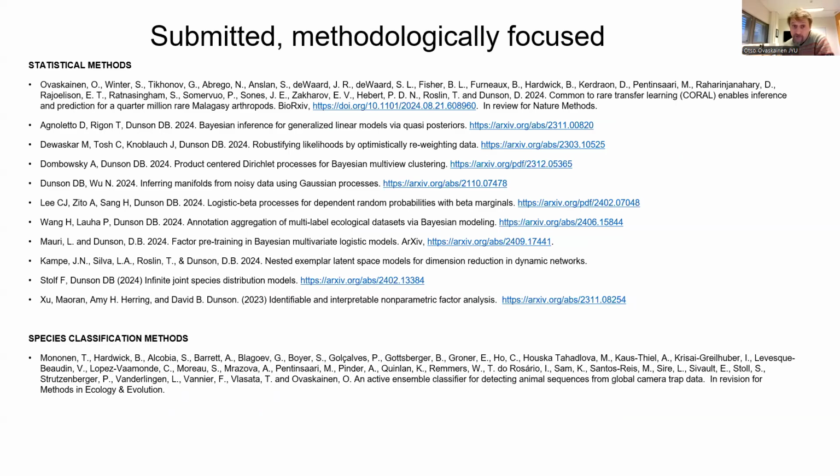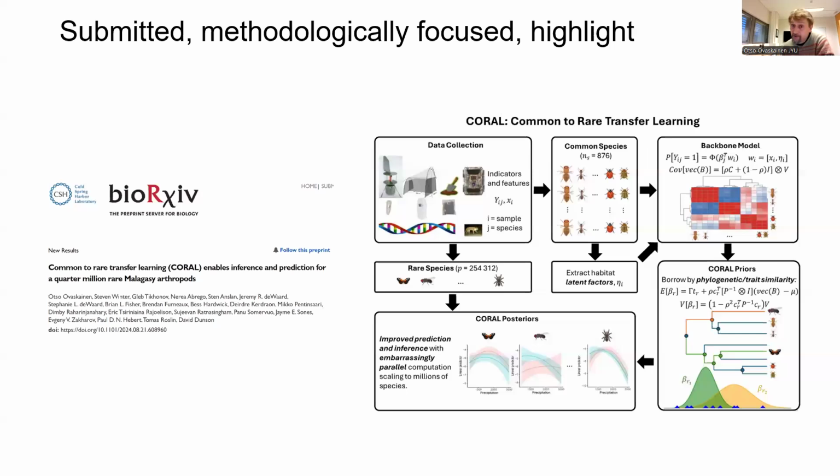And now we are moving to submitted manuscripts. Again, we have quite a large number of statistical methods that have been submitted to journals. Many of these are actually already available in bioRxiv or in the archive. And then we have the first work finished related to the camera trap data. So there is a species classification method manuscript led by Tommi Mononen from the Helsinki team, which has been submitted and is under revision. So let's go to the highlights, and this highlight will be presented by Professor David Dunson, who is the leader of the US team.